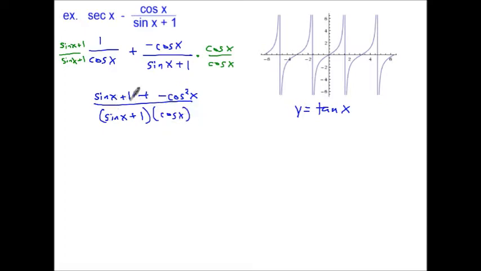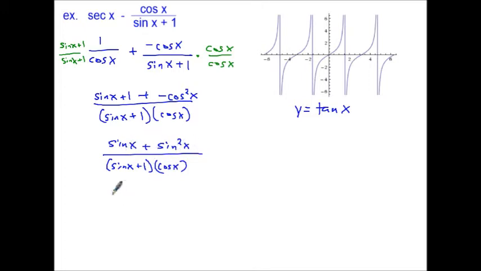Okay, well, again, I've got this 1 minus cosine squared. I know it's a little messy because of the plus sign in the middle right now, but again, 1 minus cosine squared, that's the same thing as sine squared. So my numerator becomes sine x plus sine squared x. And then I've still got that very icky looking denominator, so sine x plus 1 times cosine x. Now the good news is I can do one of my little tricks from earlier in this lesson and do a little factoring on top.